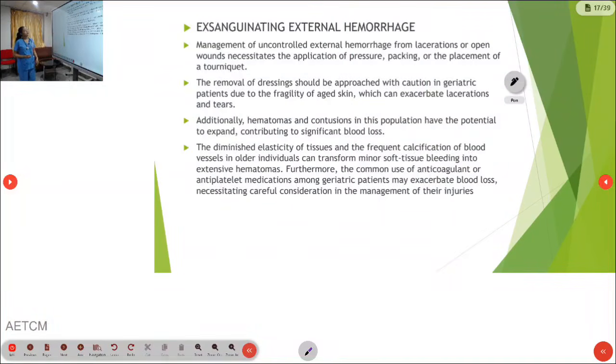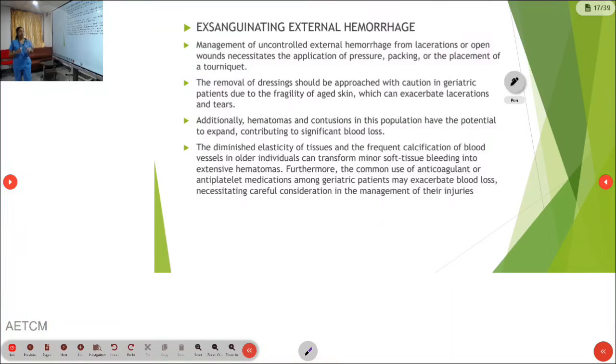Now, exsanguinating external hemorrhage: management of uncontrolled external hemorrhage from a laceration or open wound will be by applying pressure, packing, or placement of a tourniquet. While removing a dressing from an elderly patient, we have to take care due to the fragility and soft skin. There's a chance of increasing the tearing and laceration by just removing the dressing.